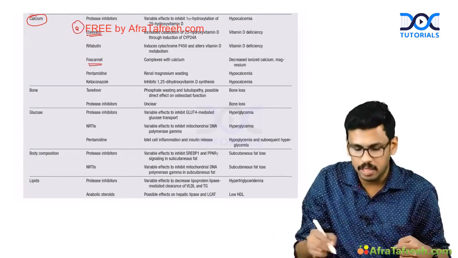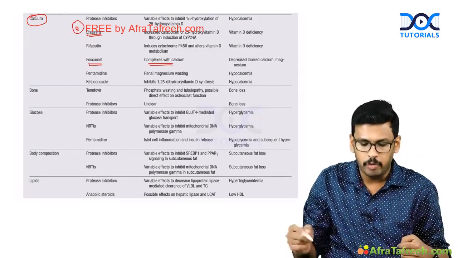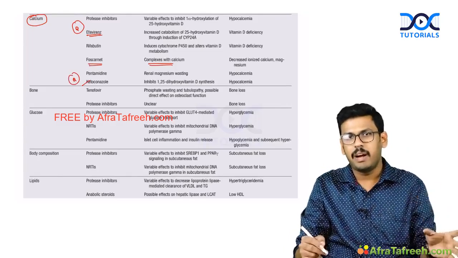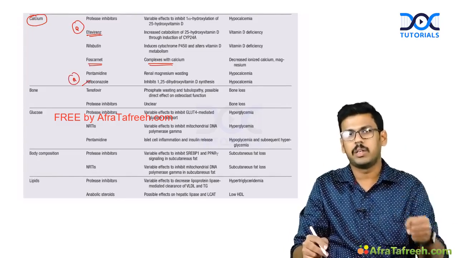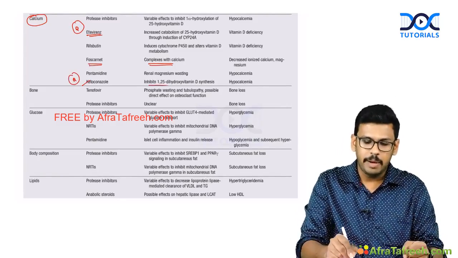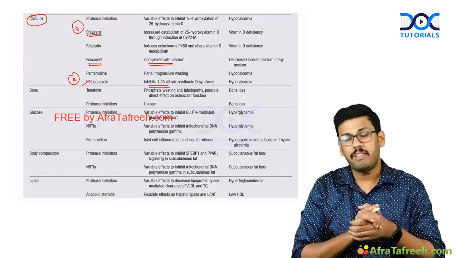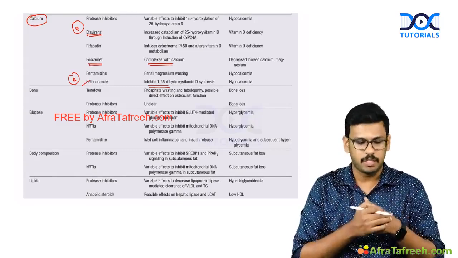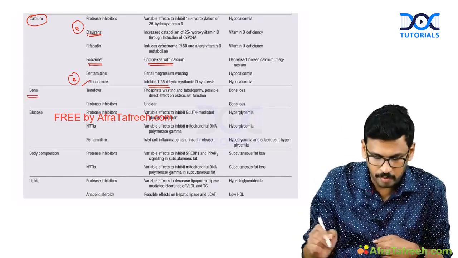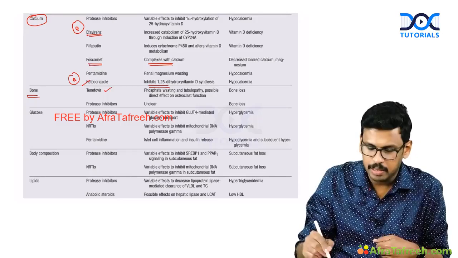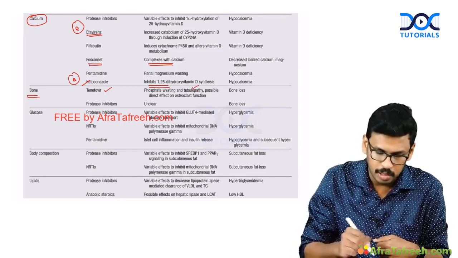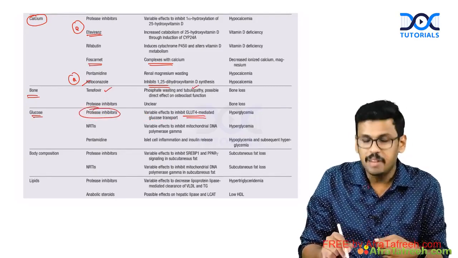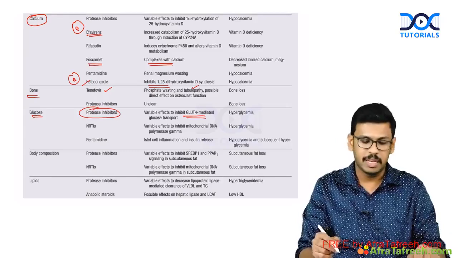Foscarnet can induce hypocalcemia by complexing with calcium. And of course, we have seen with ketoconazole in Cushing syndrome that it is the antifungal drug used to reduce cortisol synthesis that can inhibit the 1-alpha hydroxylase enzyme. The 1-alpha hydroxylase enzyme is inhibited and therefore the patient can present with sudden hypocalcemia. And with regards to bone, we have already seen the tenofovir can present with proximal tubular dysfunction. And with regards to glucose, as you know, protease inhibitors are significantly associated with metabolic syndrome, obesity, etc.